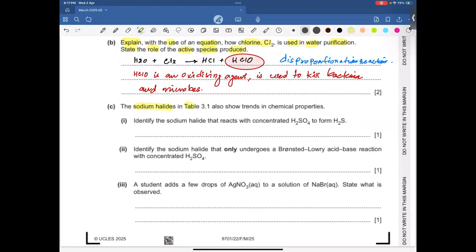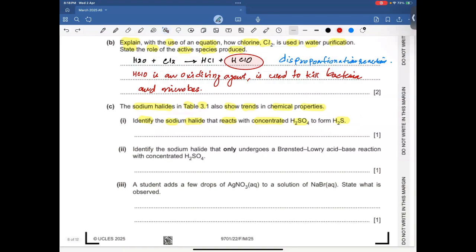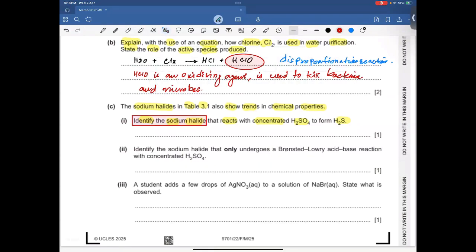The sodium halides in table 3.1 also show trends in chemical properties. Identify the sodium halide that reacts with concentrated H2SO4 to form H2S gas. H2S gas is obtained whenever sodium iodide is treated with concentrated H2SO4. So I have to make that equation, and we have done that in class. So the sodium halide is going to be sodium iodide, because sodium iodide gives hydrogen sulfide gas.